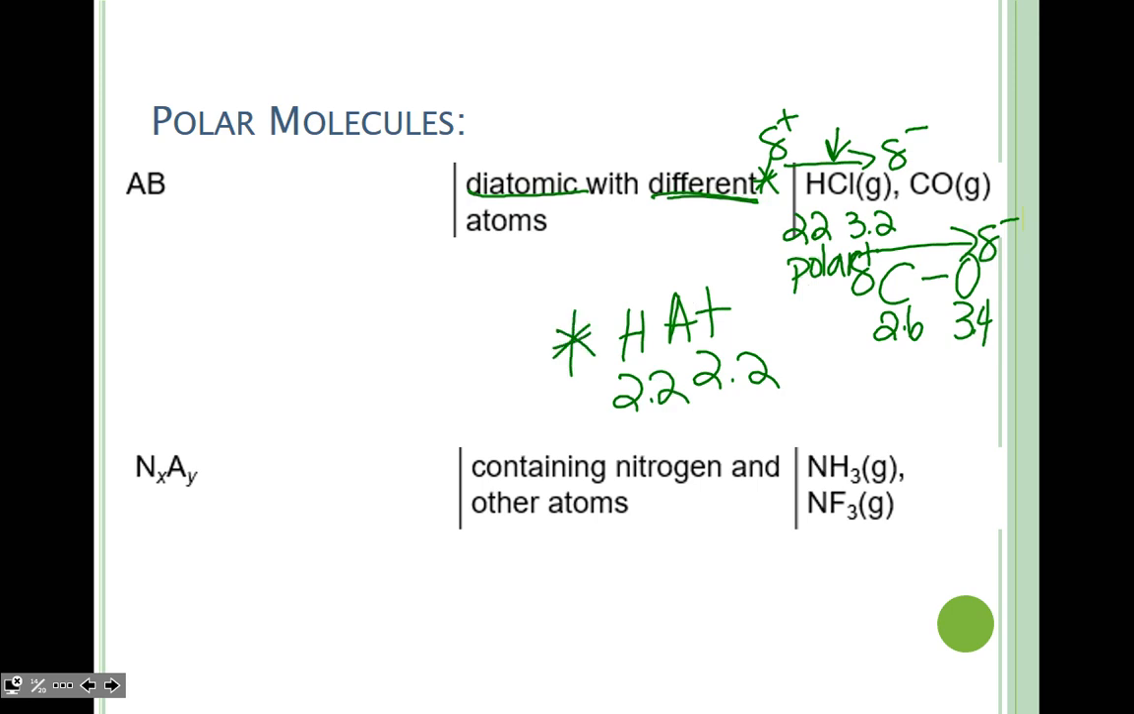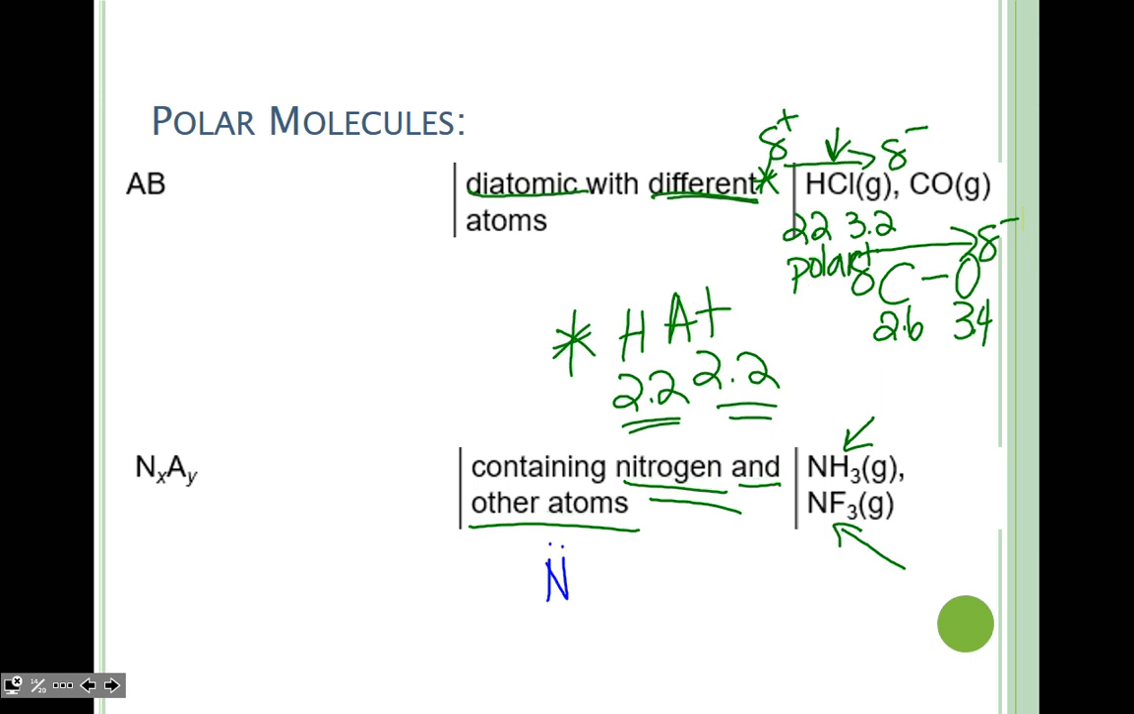This is a non-polar diatomic with different atoms. So just always make sure you double check, okay? All right, so, molecules containing nitrogen and other atoms. The other atoms have to be the same. Notice that nitrogen is paired up here with 3 hydrogens. Nitrogen is paired up with 3 fluorines. Okay, so we have nitrogen.